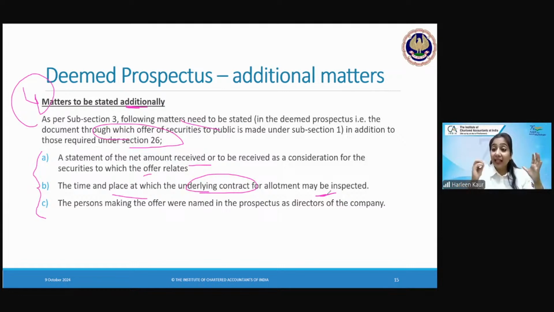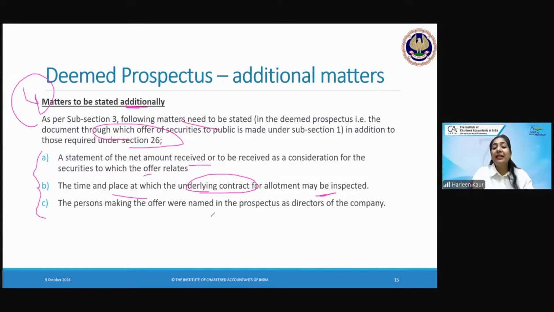Everything has to be very clear, fair and transparent when you're issuing a prospectus to the company. So the chance should be given for the inspection. Whatever agreement you have made with this issuing house, at what time and place this agreement can be inspected has to be included in the prospectus.